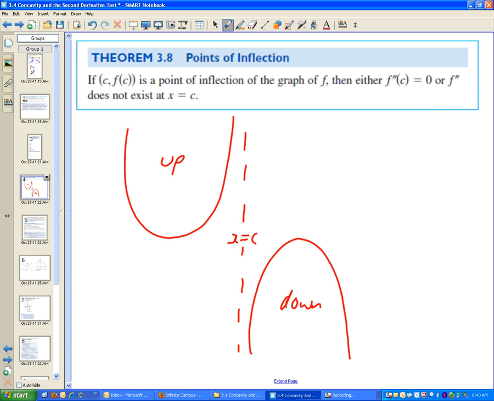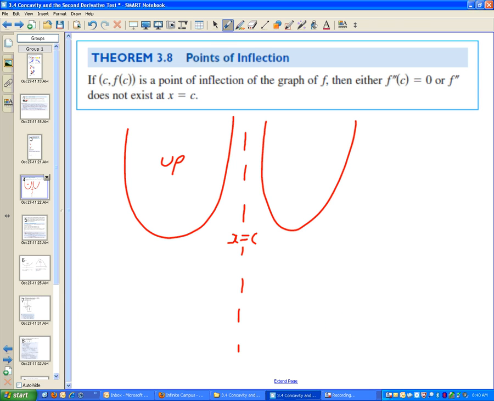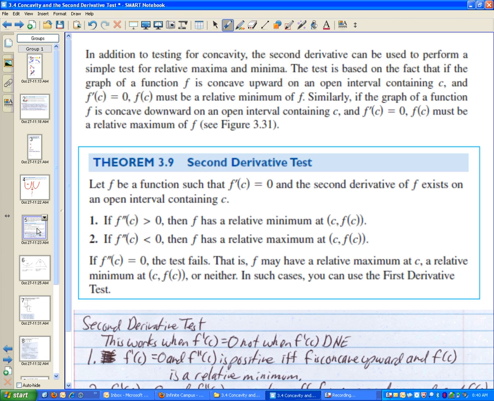Now, does that mean the concavity changes at every asymptote? Of course not. Because what if the graph is that? Well, it's still up. So just like not every critical number leads you to a max or a min, not every time the second derivative equals 0 or does not exist does the concavity change. Okay? All right. So that's concavity. We'll have to address this again, I think. Okay? Now let's talk about the second derivative test.